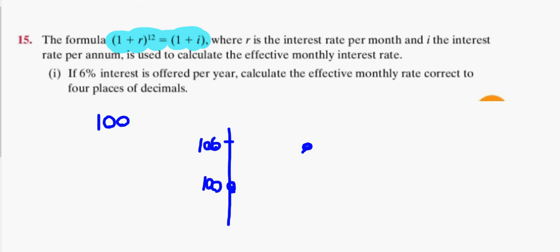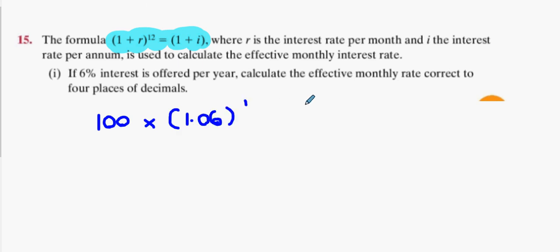Now, next thing. If I multiply 100 by 1.06 to the power of 1, why is it to the power of 1? 1 year. I get €106. Is that okay with you guys?